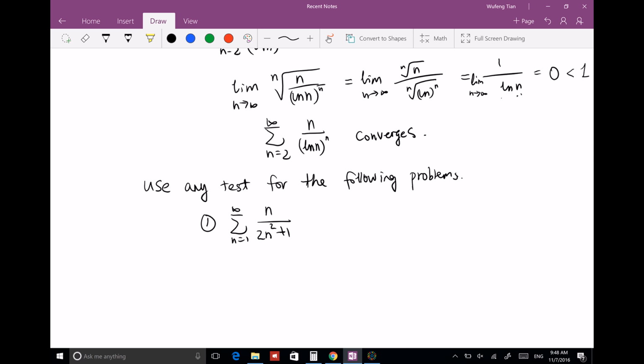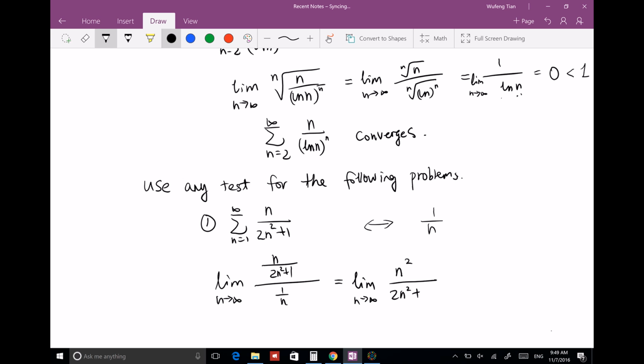All right, I'm going to call a student here to help me with it. Jasper, what test do you think we can use? I use the comparison test. Compare with which one? 1 over n. 1 over n, very good. We use the comparison test, n goes to infinity. N over 2n squared plus 1 over 1 over n. This equals the limit as n goes to infinity of n squared over 2n squared plus 1. So you got the comparison test. This equals what?